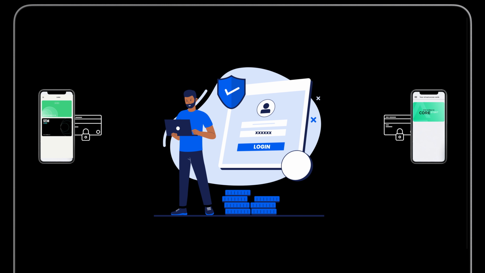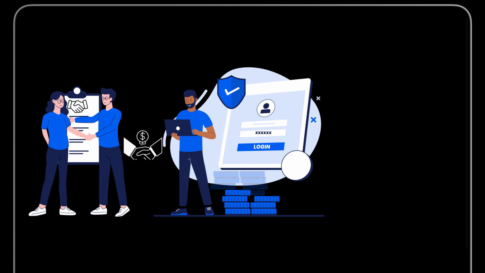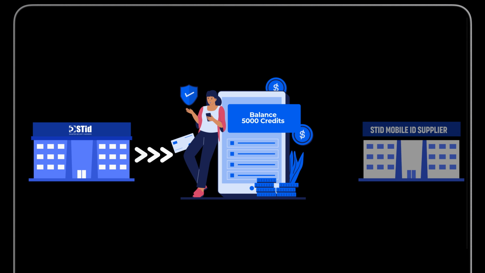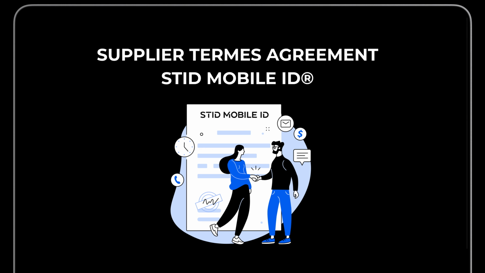When you create a new STid Mobile ID account, you will of course need credits, as I mentioned. These credits are provided by your supplier organization, which of course also has an account in the STid Mobile ID portal. For example, if STid or any other organization account is your direct supplier, you need to follow this process and the steps that I will show you in this video. Now, let me show you how to configure this in your portal, in your account.